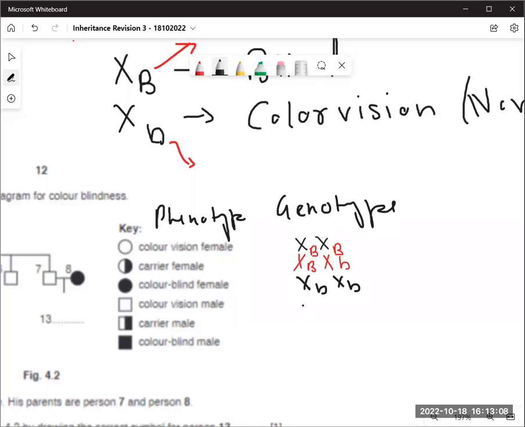Rachit, for color vision male, quick. Sir, it would be X capital B and Y. For carrier male, sir, it would be X capital B and Y. Luna, any other possible answers? X capital B and Y small b.